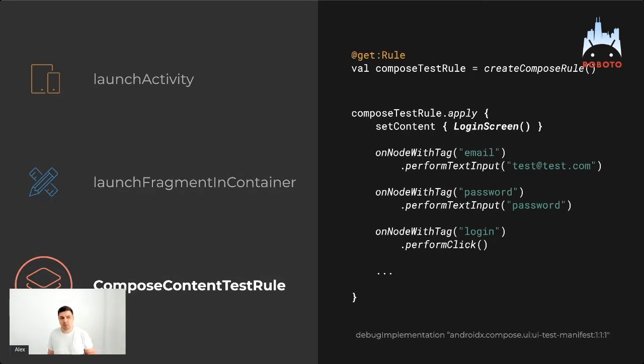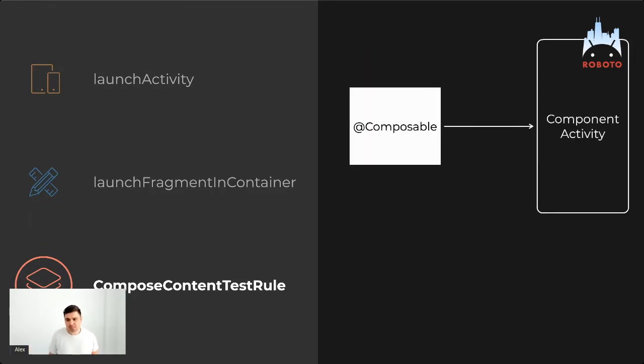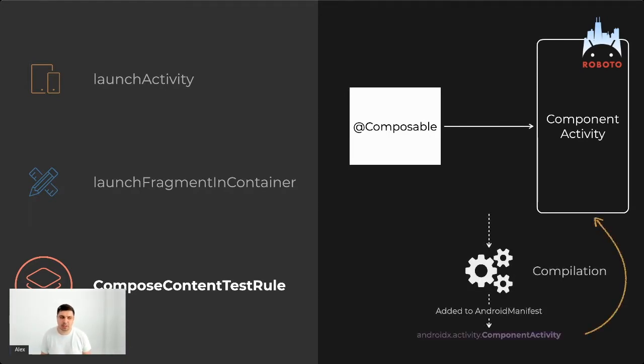And right now, Jetpack Compose. Jetpack Compose has a couple of rules, and one of them is the create compose rule. It creates an instance of the compose content test rule object, and here we can set our content. It can be any composable functions, just a UI component, a screen, or navigation with multiple screens. And during compilation, our component activity will be added to the Android manifest. Initially, the component activity will be added, and our composable functions will be added to this component activity.